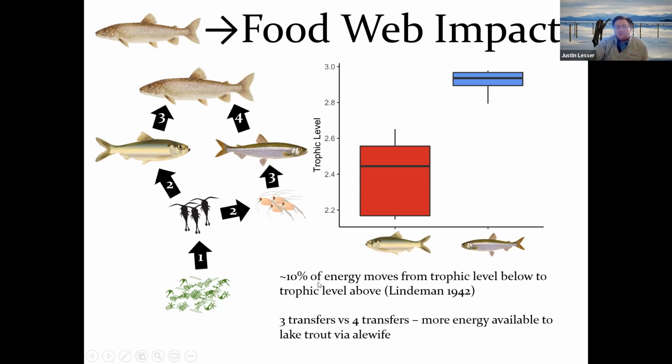And a rule of thumb in food webs is that 10% of energy moves from trophic level to trophic level. So 10% of the energy found here would make it here, and so on and so forth. And with that being at a lower trophic level, that means that alewife could be exposing lake trout to more of that energy available at that primary production level by a good amount. And so that could also explain that change in biomass that we see for them.